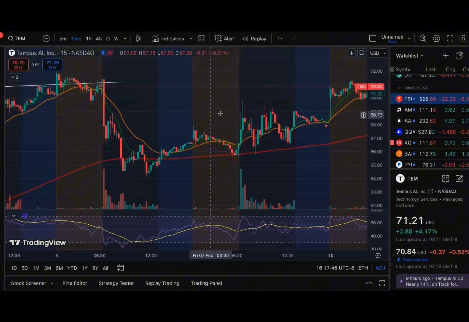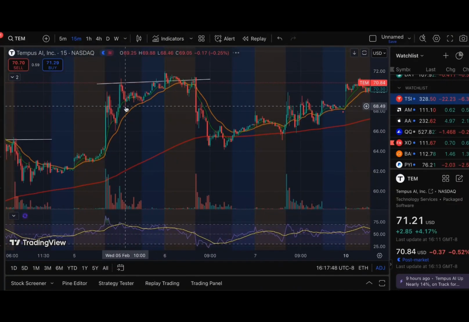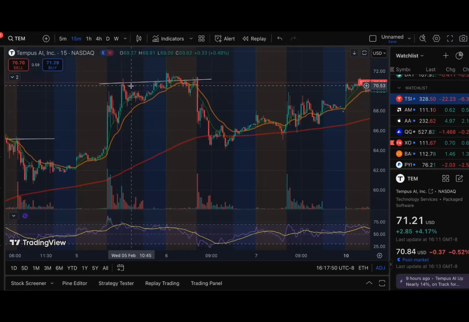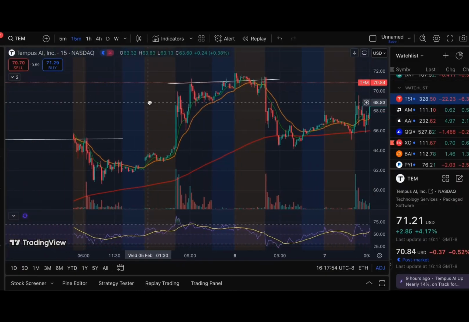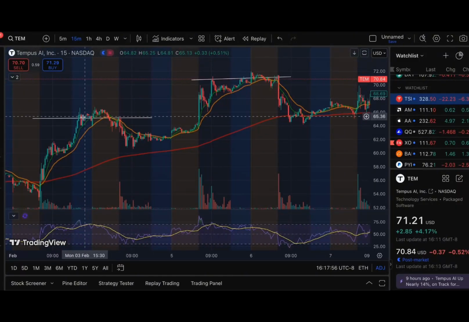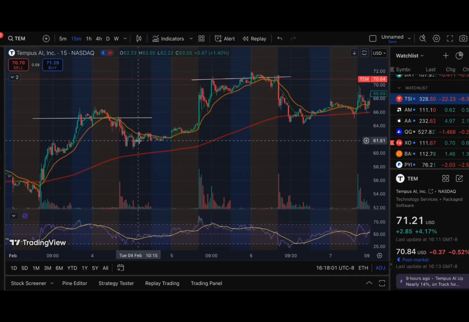I'll show you, I'm gonna zoom out. Even for the swing trades, you want to be on the 15 minute chart for the entry, because I'm very precise with the entries. Here, double bottom, I'll try and enter somewhere when I see the break of the moving average.